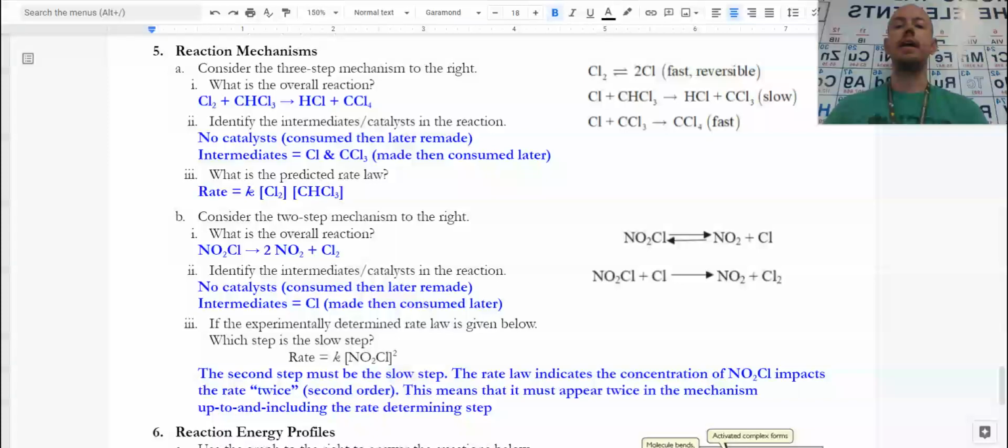When it asks for intermediates or catalysts, we have no catalysts because that would be something that is consumed in an early step but then produced again later. We do have intermediates. Cl is made, but then we use it up. CCl3 is made, but then used up. Made, then later consumed.